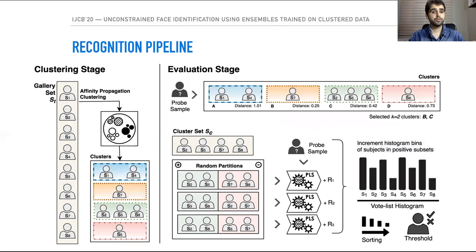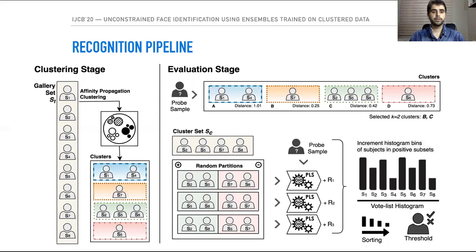The pipeline goes as follows. The approach employs the affinity propagation clustering algorithm on all samples available in the gallery set. Then a query sample is presented to the collection of clusters, and the clustering algorithm picks the most similar clusters. In this example, clusters B and C, and sets up a training subset SC with subjects 2, 5, 7, and 8. The training subjects from cluster SC are randomly partitioned into positive and negative subsets before feeding an ensemble of partial least squares models.